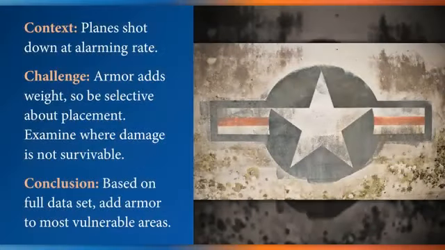Here's another version of the story. Context. Allied planes are being shot down at an alarming rate. Challenge. Because the more armor we add for protection, the heavier the planes become, we need to be highly selective about placement. We examined the patterns of damage sustained by the returning planes and considered potential areas where the damage would not be survivable. Conclusion. Based on a range of considerations from the planes that returned and those that did not, we added more armor to the areas of the plane that are most vulnerable.